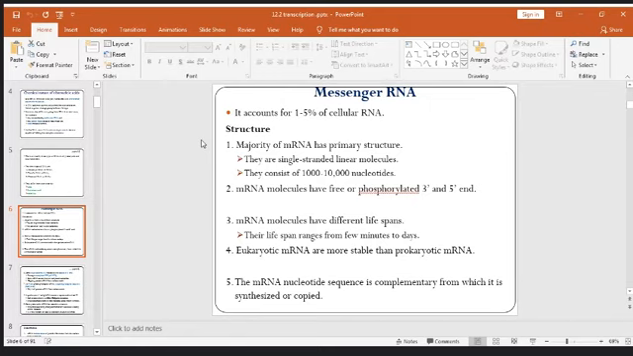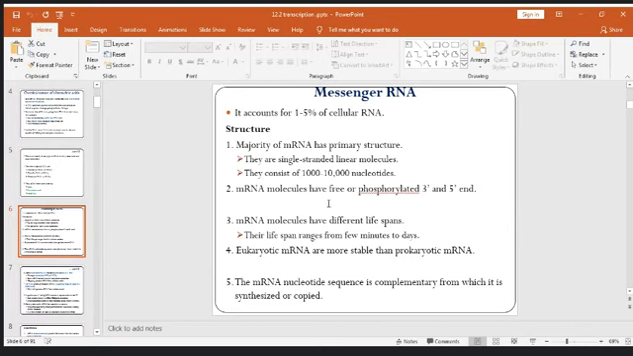When you see its structure, the majority of messenger RNA has a primary structure. Messenger RNAs are single-stranded linear molecules, and they consist of 1,000 up to 10,000 nucleotides in a single messenger RNA molecule. Messenger RNA molecules have free or phosphorylated 3' and 5' ends. This can be better described on the previous diagrams: the 5' end has a free phosphate group, and the 3' end has a 3' OH group.